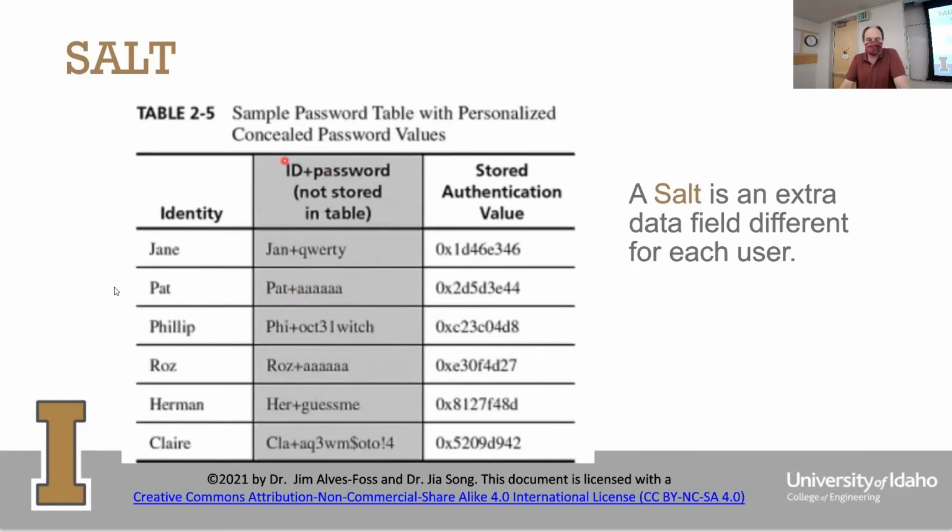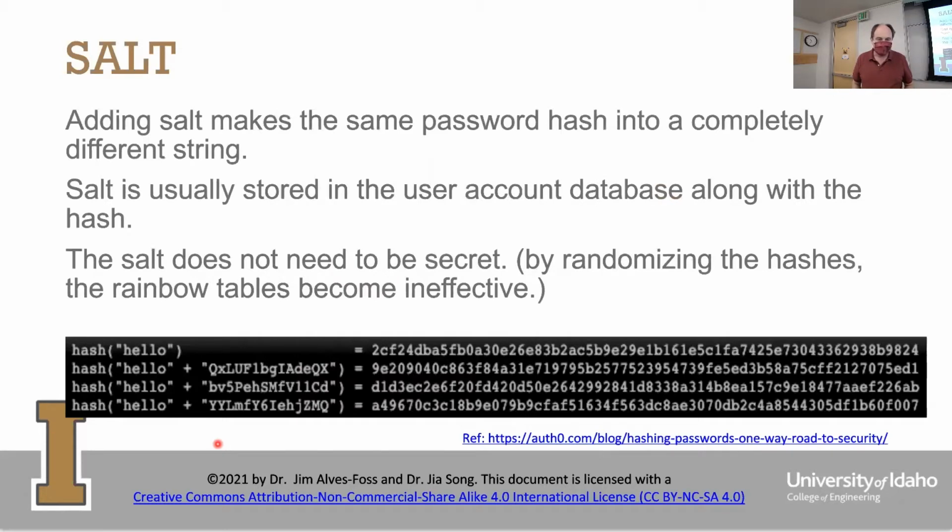Now, some people could take the first three letters of, say, the identifier, add the password, and store that value, right? So now if Pat and Roz have the same password, then we still get different values. The salt is the extra data field used for each user that changes things. How Linux does it, they use a 12-bit value, so 4096 possibilities. So even if two people have the same password, they won't get the same stored value. It makes the same password hash completely different. Here are different salts, and as you can tell, very different encrypted values.